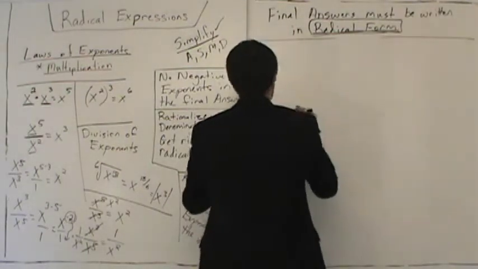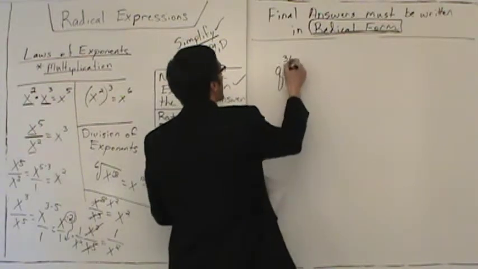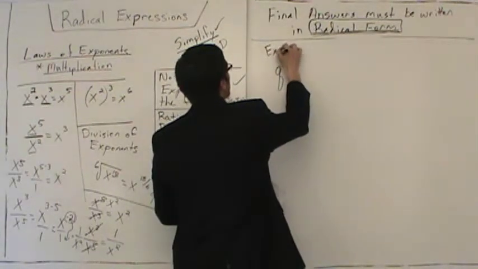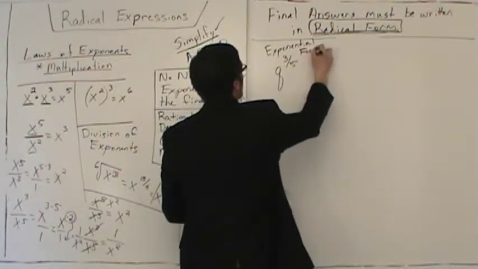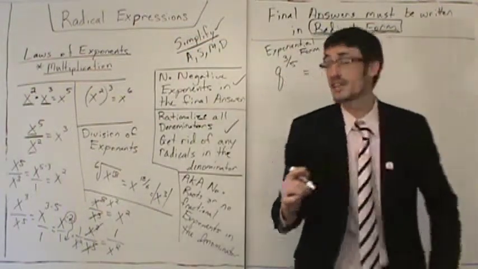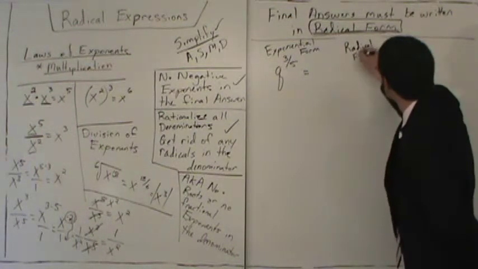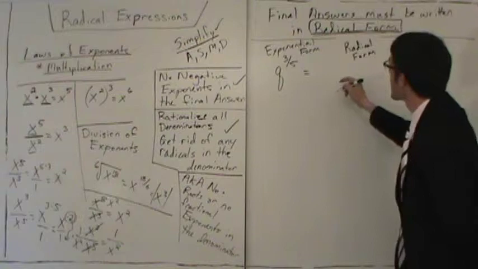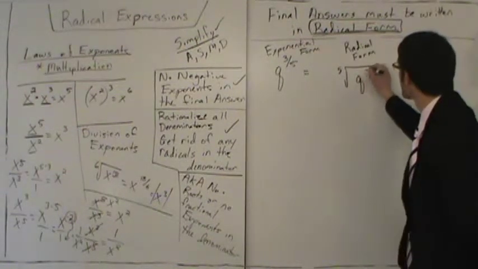Okay, so giving you an example, if I write q to the 3/5 power, q to the 3/5 power is called exponential form. There are 3 forms that you're accountable for on your SOL. Exponential form. Now, if we convert this to radical form, this is the 5th root of q to the 3rd.